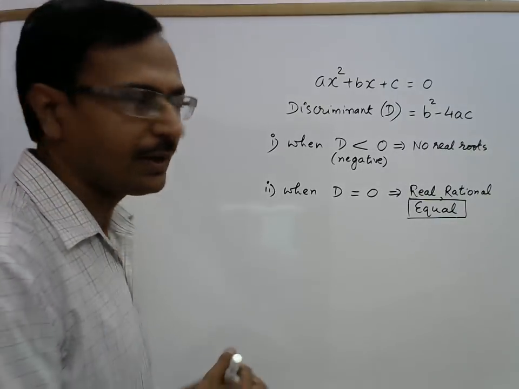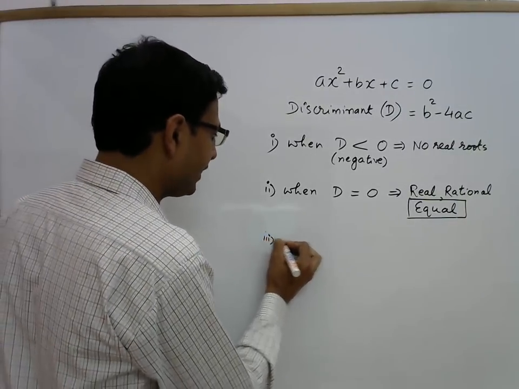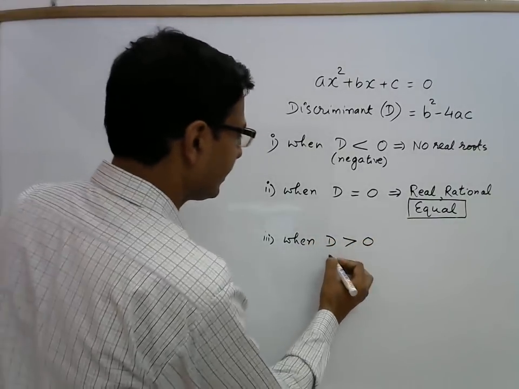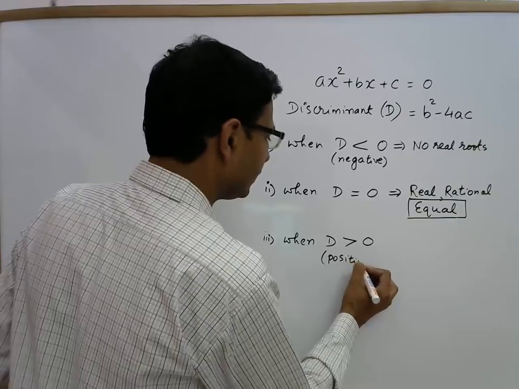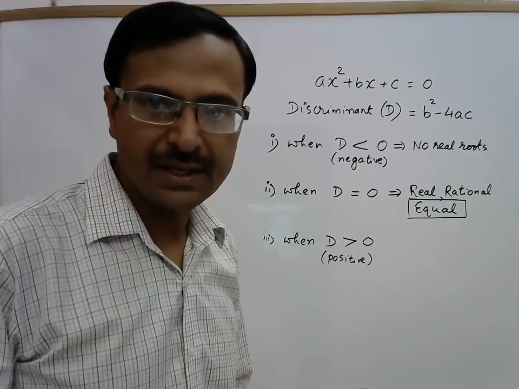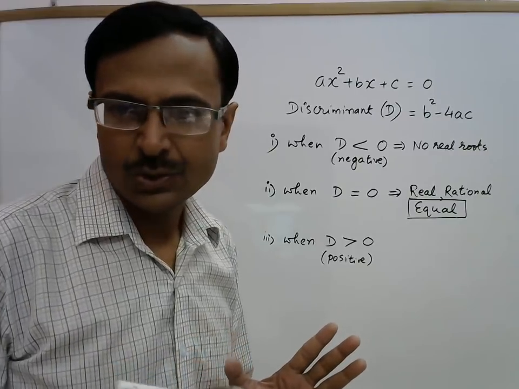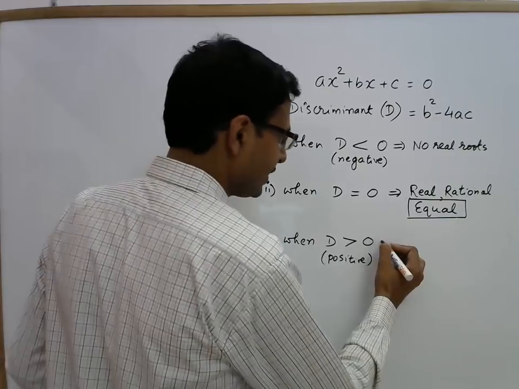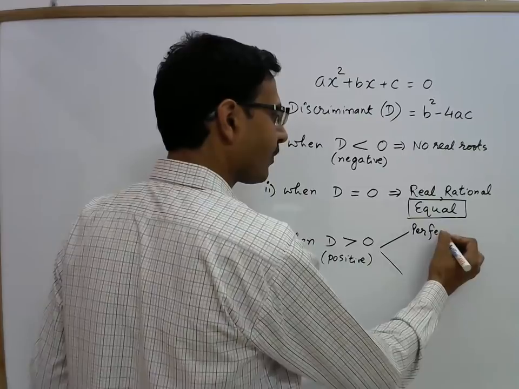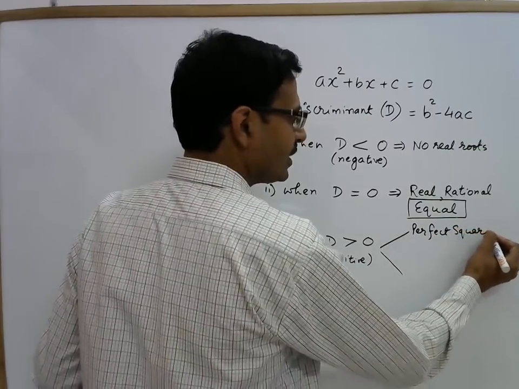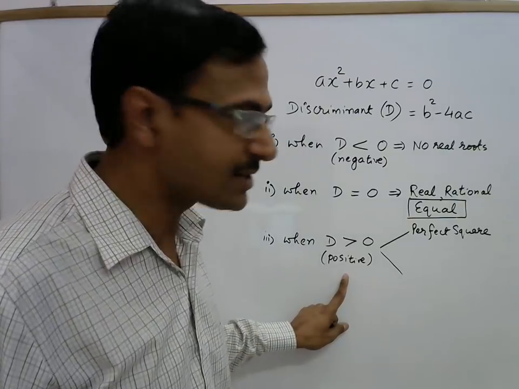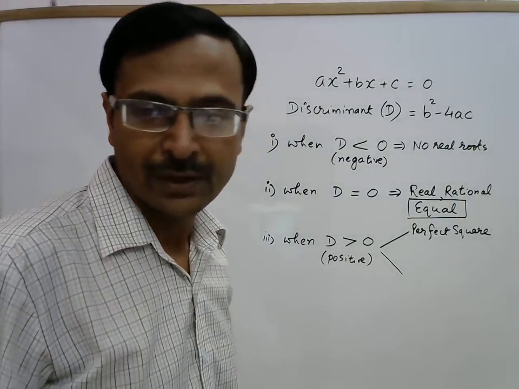Okay, now come to the third and the important part. When the discriminant is greater than 0, that is the discriminant is positive. Now when the discriminant is greater than 0, you need to study it separately in two parts. So the first part of this is when the discriminant is a perfect square.